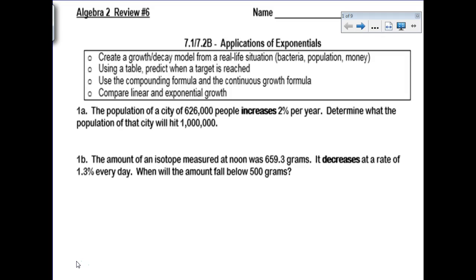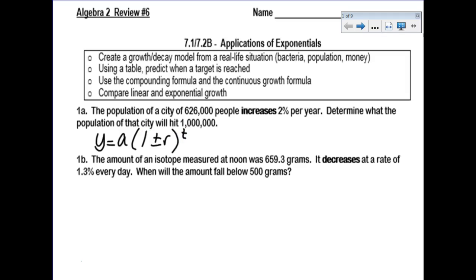So we have a population of 626,000 people. It's going to increase 2% per year. Determine when the population of that city will hit 1 million. That was supposed to say when it will hit 1 million. So the formula that you're going to be given on your test looks like this, but you have to know how to use it.